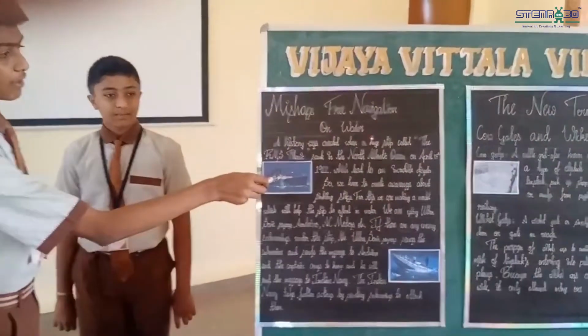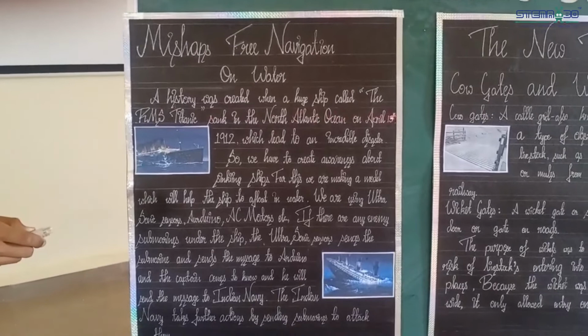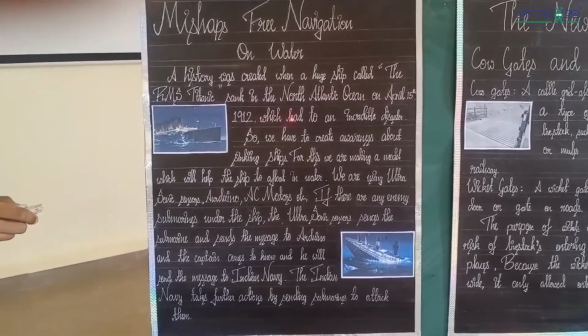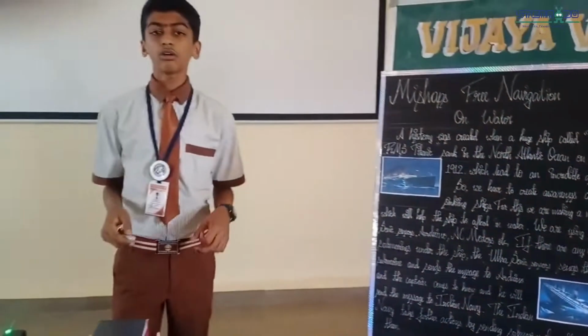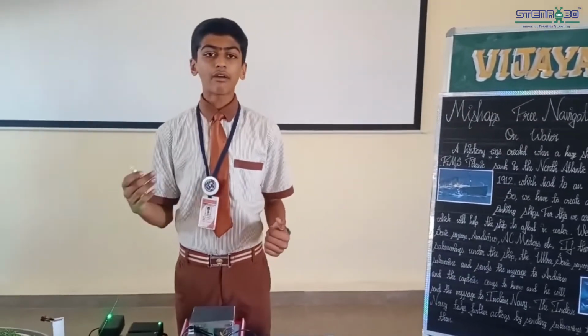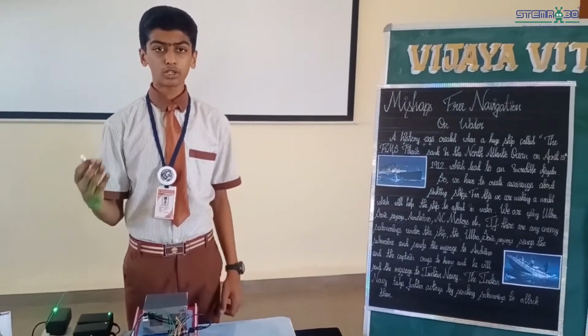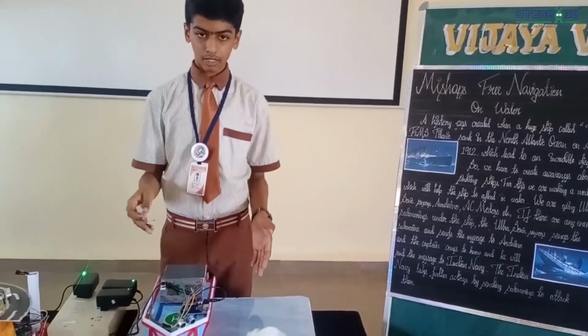The sea disaster happened when a huge ship called the RMS Titanic sank in the North Atlantic Ocean on April 15, 1912, which led to an incredible disaster. So, in order to create awareness about the sinking of ships, my team and I have come up with an innovative idea to prevent accidents. Now let me demonstrate how our model will work.